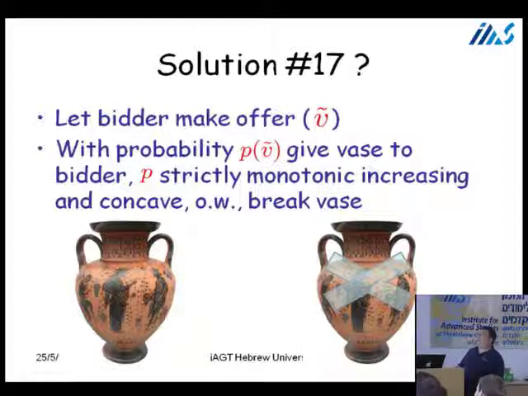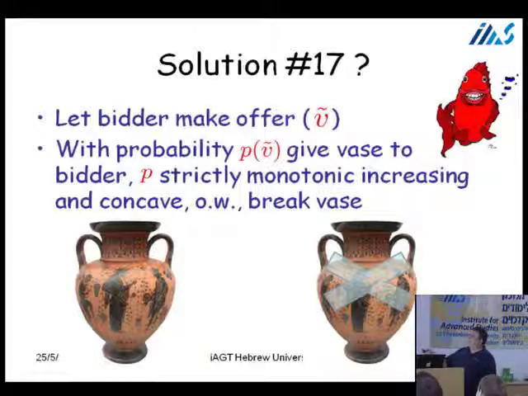And P is going to have some properties. Actually, I can make P almost anything I want, but it's going to be strictly monotonic increasing, strictly concave. With this probability, I'm going to give the mafioso the vase. Otherwise, I'm going to break it. This is my mechanism.